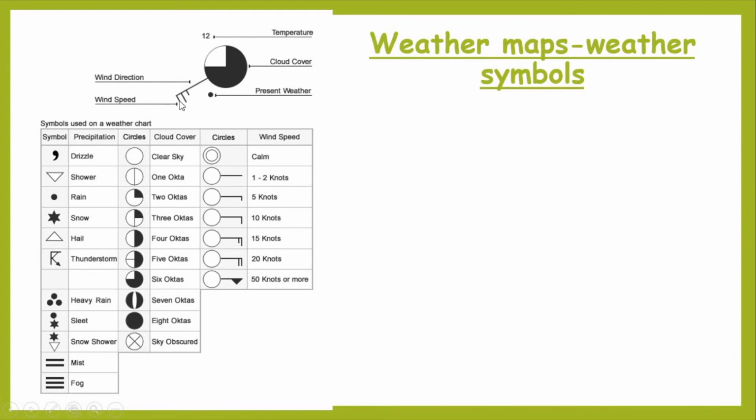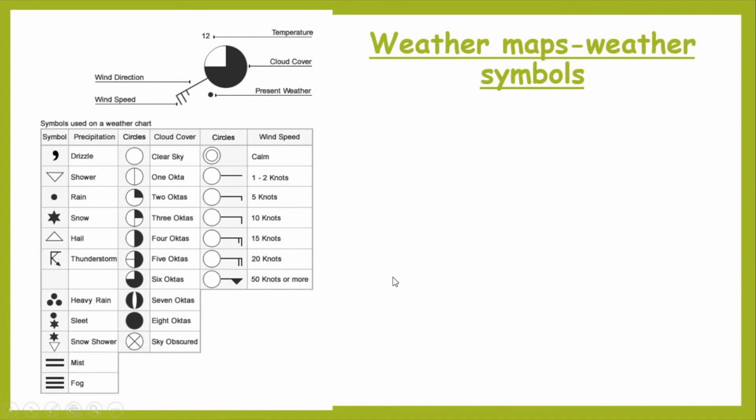And then these little things on the end of the stick are called feathers. Each half a feather represents 5 knots. So a full feather is 10 knots. A full and a half is 15. 2 fulls is 20. Okay, so 30 knots would be 3 full feathers. 25 knots would be 2.5 feathers. Okay, that principle applies up to 50 knots or more.